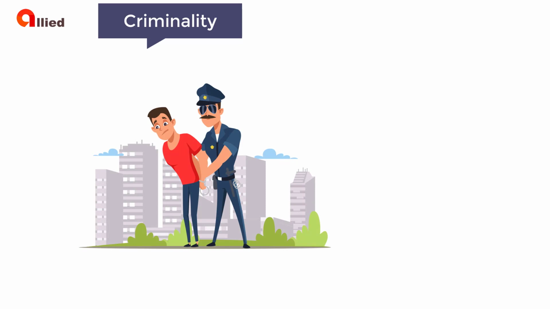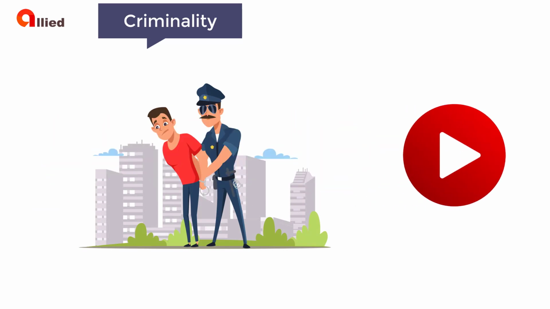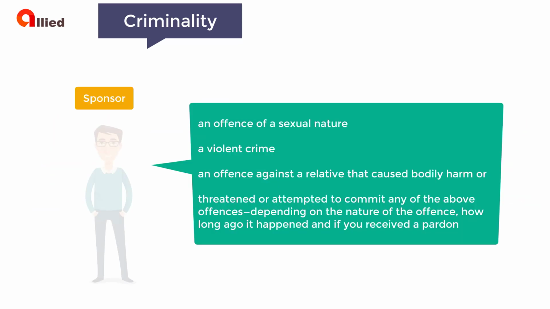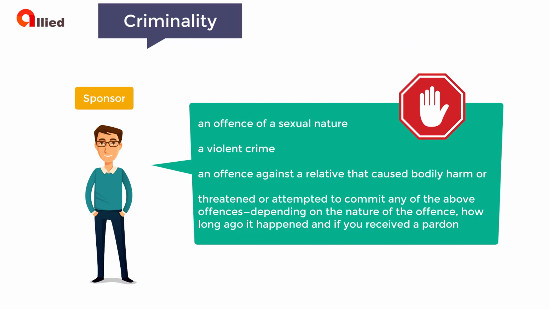Criminality. You can skip this part if it's not applicable to you. For the sponsor. As we mentioned earlier, you may not be able to sponsor if you were convicted of an offense of a sexual nature, a violent crime, an offense against a relative that caused bodily harm, or threatened or attempted to commit any of the above offenses, depending on the nature of the offense, how long ago it happened, and if you received a pardon.